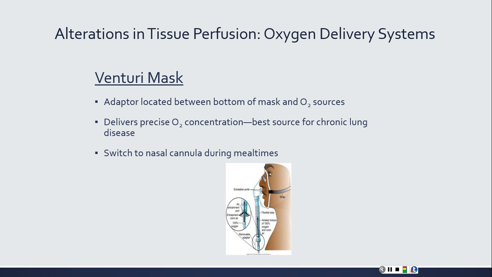It delivers precise oxygen concentrations and is the best source for chronic lung disease. So if you've got a COPD patient, very, very commonly they'll have this, because we want a very accurate percentage of O2, precise concentration there. As tolerated, these patients can switch over to a nasal cannula during meal times. We do want to encourage good caloric intake, but again, they got to make sure they can tolerate it.